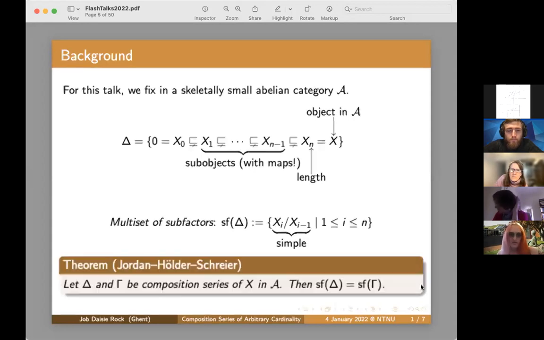And so the classical theorem that we'll be trying to generalize is that if you take two different composition series of the same object, they have the same subfactors with the same multiplicity. So this is an equality of multi-sets, same elements, same multiplicity of those elements. So this is the classical result used all the time, implicitly, explicitly in representation theory.